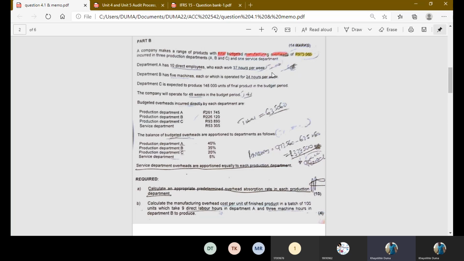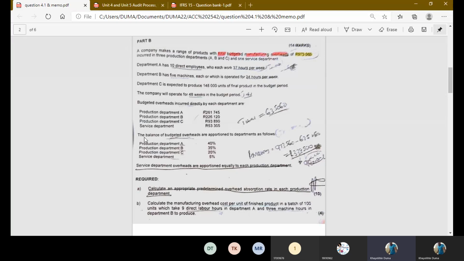So you are given here that the company will operate 48 weeks. They're going to work 48 weeks for a year. We assume that the period is a year. Then they give you the budgeted overheads incurred directly. Once they say directly, it means they are already allocated to the departments. So that's fine. When you go to your solution, you quote these amounts first as direct.